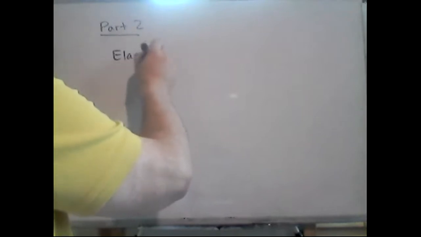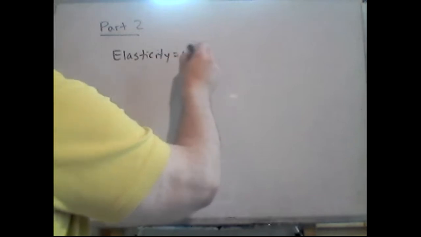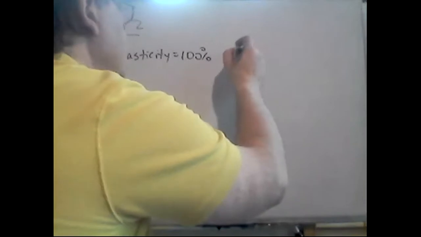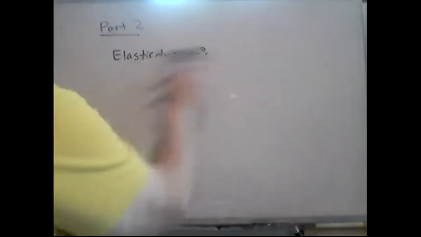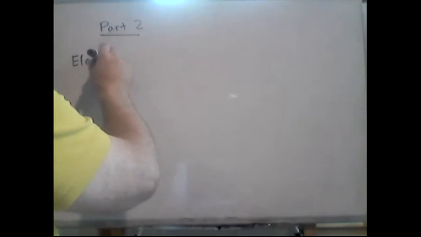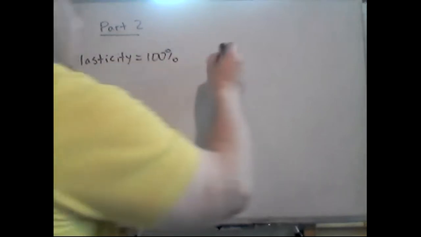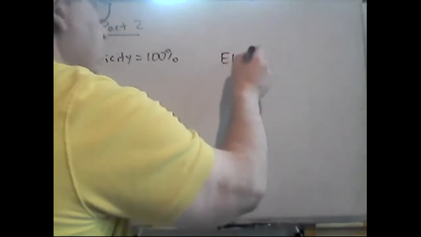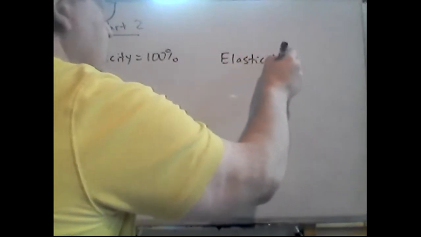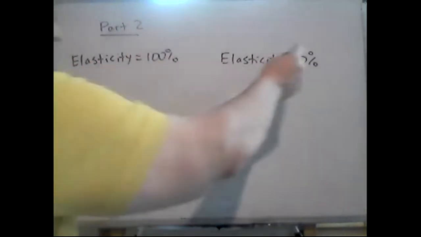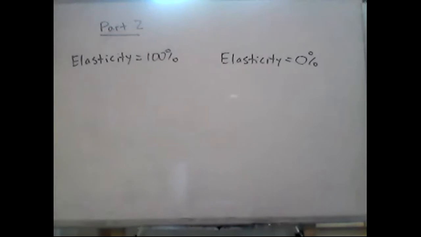We have 2 tables. Elasticity equals 100%. That means totally elastic collision. The other table: elasticity equals 0%. Yes, that's a word. Totally inelastic collision. All right.